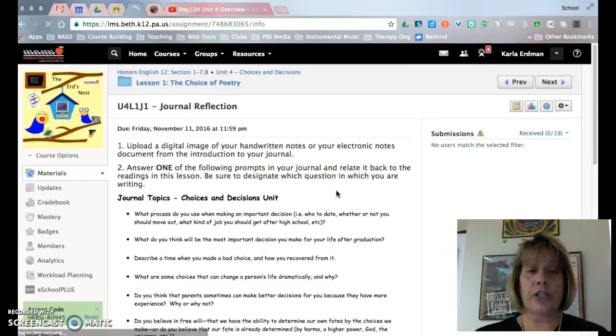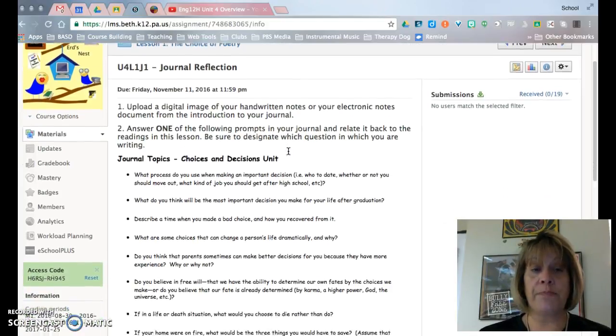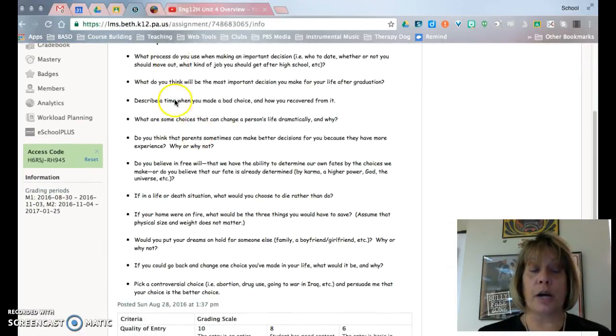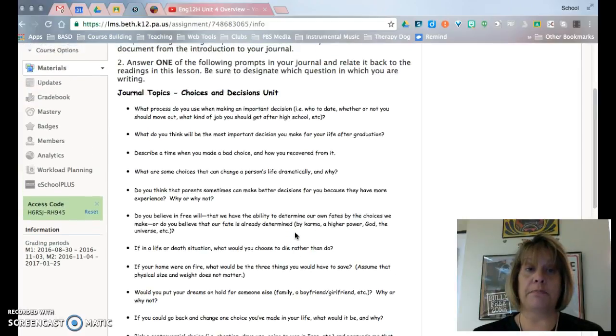Your journal reflection is a little different this time, and this will be ongoing throughout the lessons. First off, make sure that you upload your graphic organizer from the direct instruction, but then you will have these journal prompts that you can choose from. And this again goes through lessons 1 through 4. So you will have to choose a different one for each lesson. Please make sure that you copy which prompt you are responding to so that as you write below it, I know what you are supposed to be responding to.